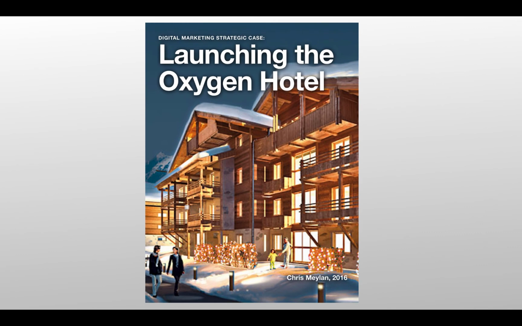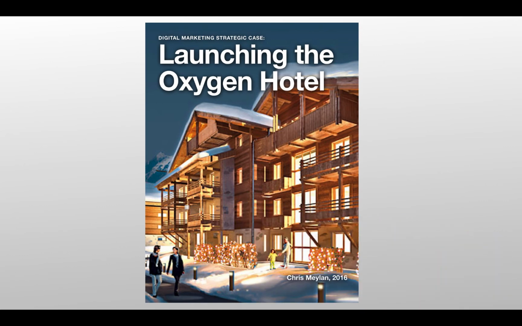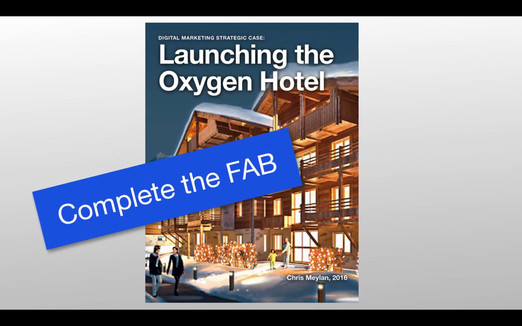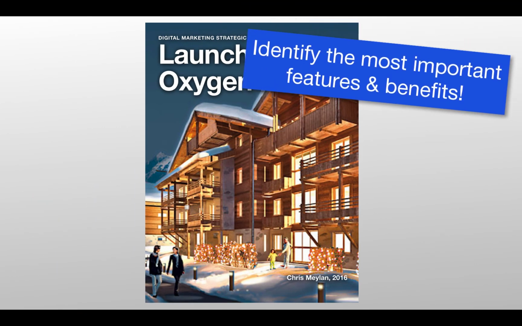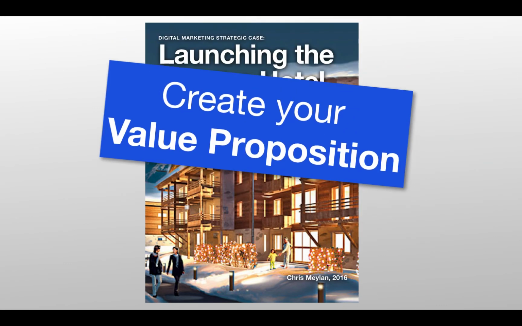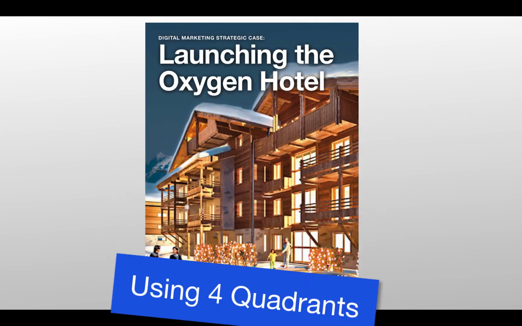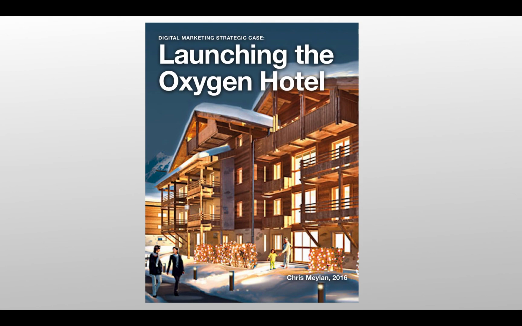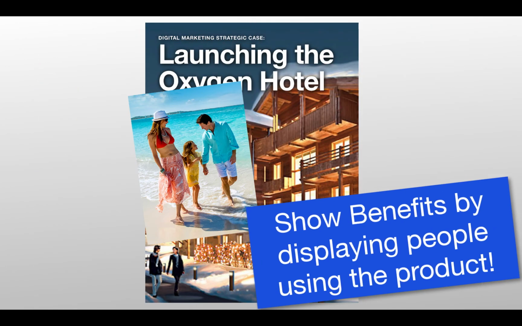What does it mean for you? It means that you will do the exact same thing. You will try to identify from the case study all the features of the hotel. You will complete the FAB worksheet, analyzing what each feature means, and then, based on that, identify the most important feature, which will help you create your value proposition statement or complete the 4 quadrants sheet. After you have identified what makes the Oxygen Hotel so special and unique compared to its direct competitors, you will then use this information in the rest of your communication plan.